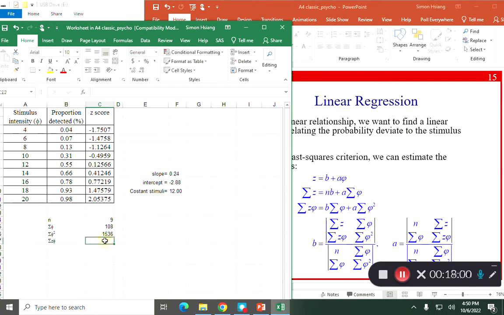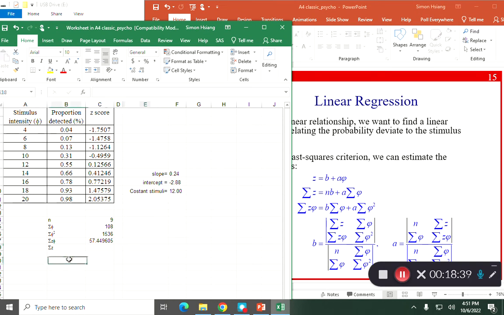Okay, so I need to have a summation Z phi, the sum product of phi and Z. Okay, and now I have Z phi, and then finally I need a summation Z. So I need a summation Z.